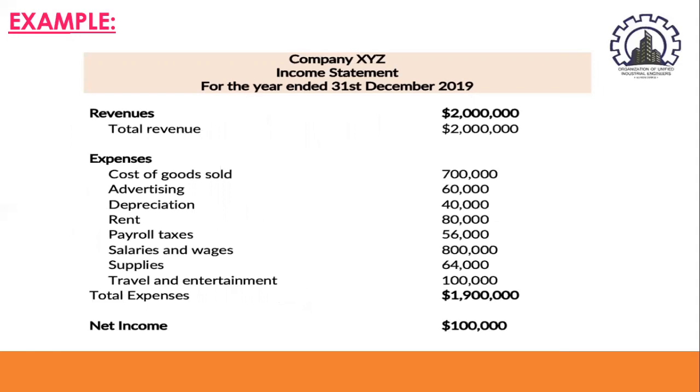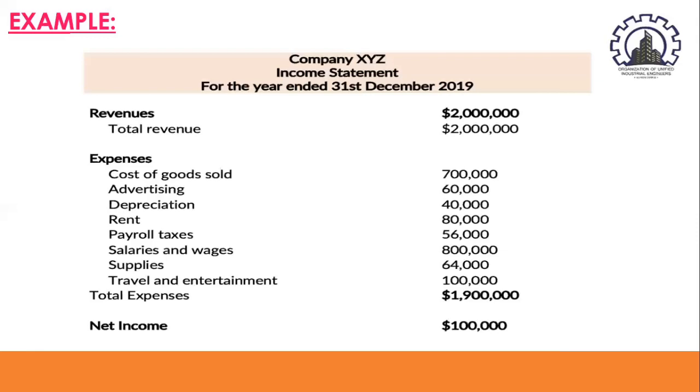And after writing down the name of the company, the next thing that we need to do is to write the name of the statement. And in this case, the name of our statement is basically income statement. And finally, the last thing we need to do in generating an income statement is to indicate the period. In this case, we have for the period December 31st, 2019.